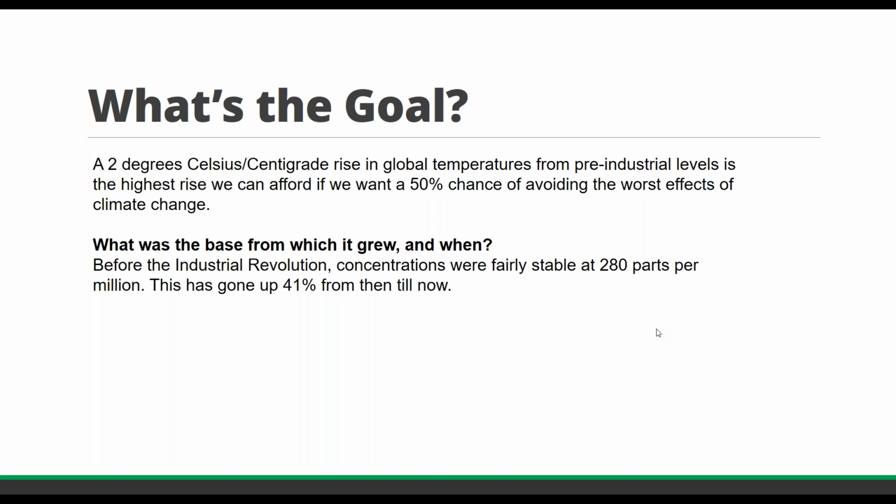Before the Industrial Revolution, concentrations of carbon dioxide were fairly stable at 280 parts per million, but this has gone up 41% from then until now. So of course this really highlights the challenge that we have and the scale to which it is a current problem, and it's something that has been really accelerated in our lifetimes.